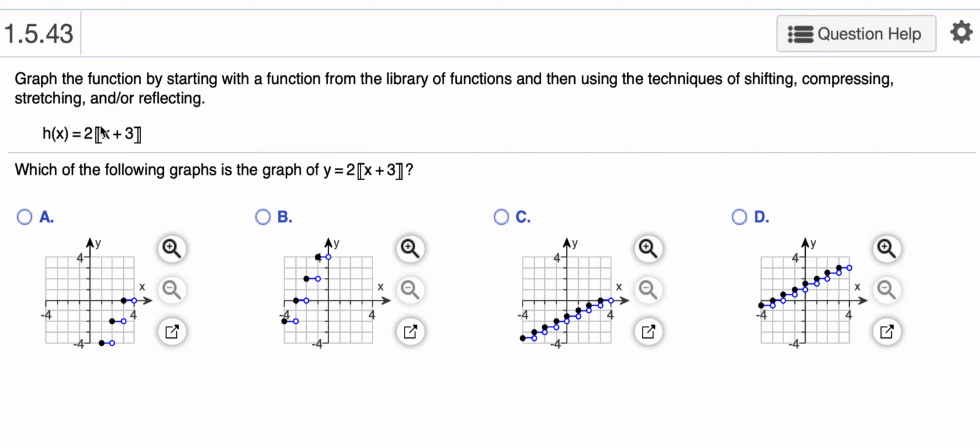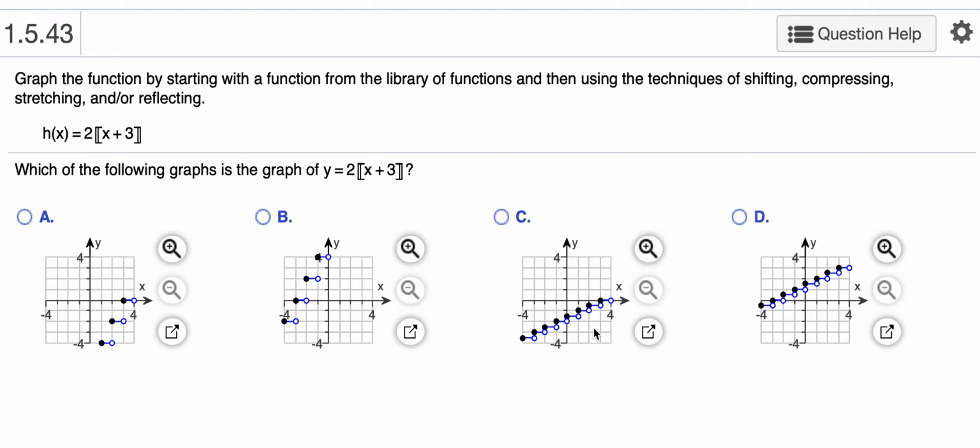So we're asked to graph this. If we start with the greatest integer function, typically it passes through the origin. It touches the origin. So the transformations here: we have the plus 3 on the inside of our basic function. That's going to move it left by 3, and then we multiply the outside by 2. So that's going to cause a vertical stretch by a factor of 2.